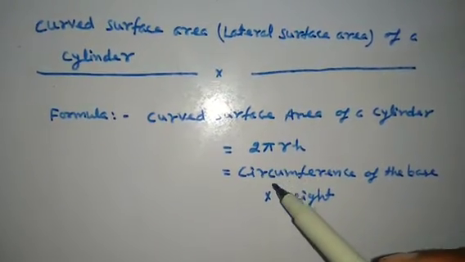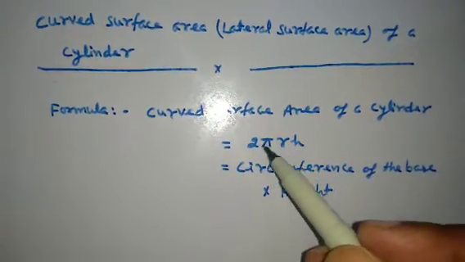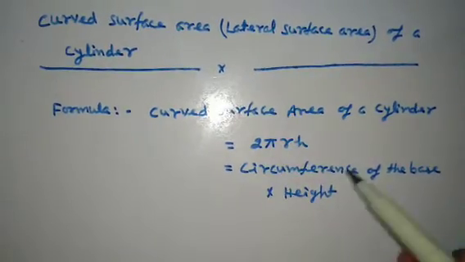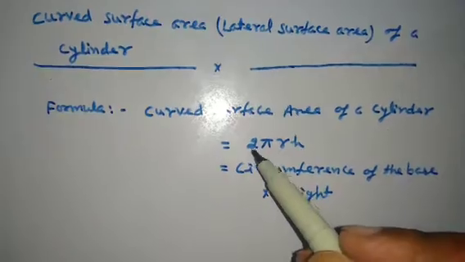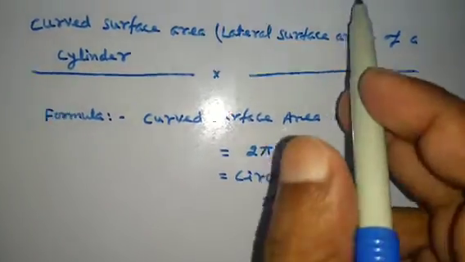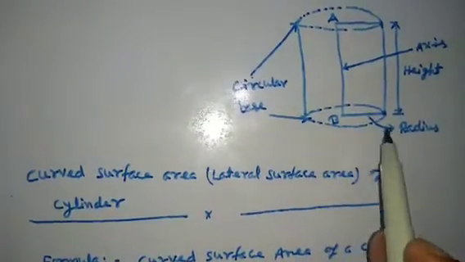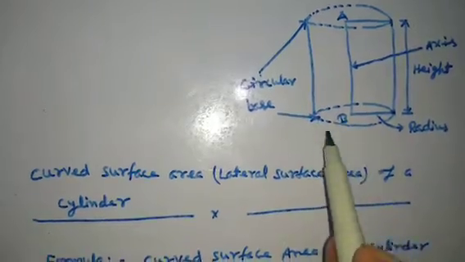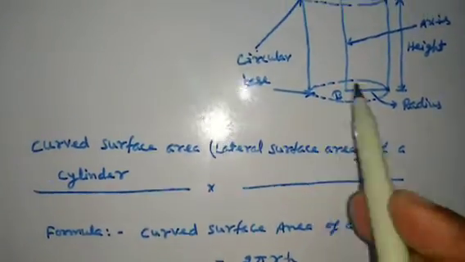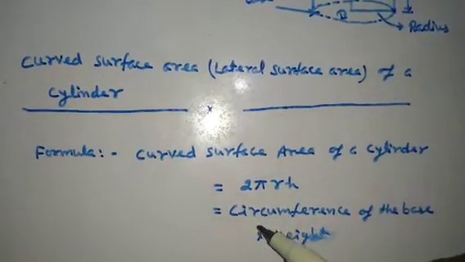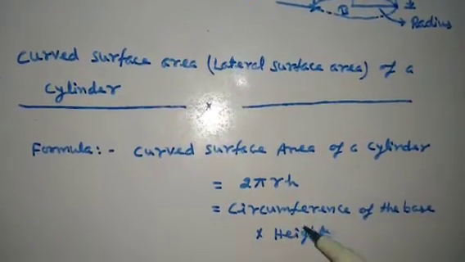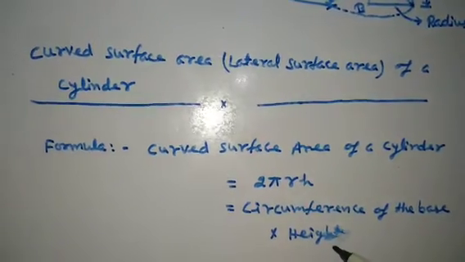It is also written in terms of the circumference of the base. So this is the base, and the circumference of this base is 2 pi r. So this formula is also written as circumference of the base into height.